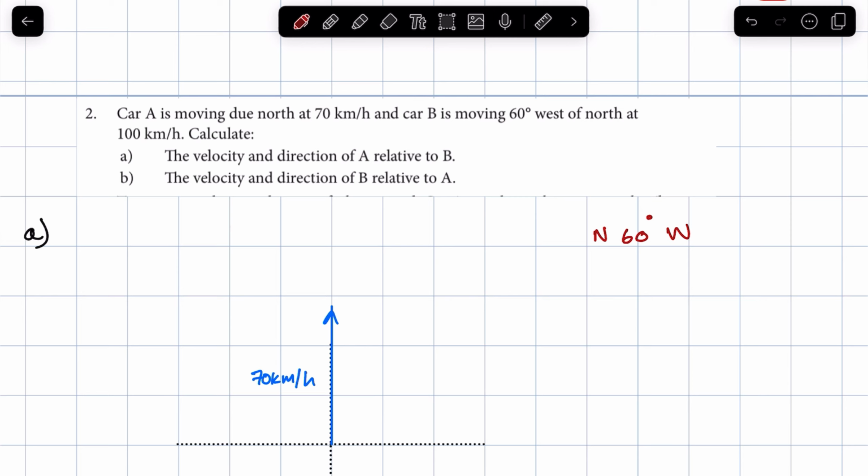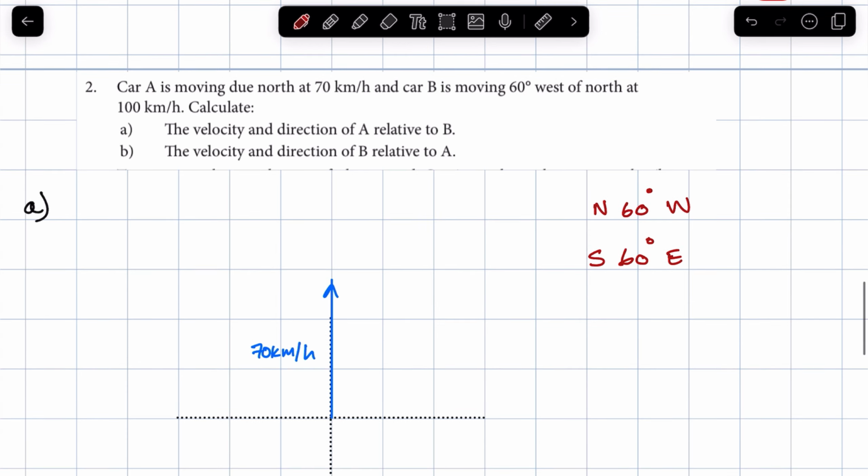So car B being the frame of reference for 2a, we are going to represent it in a direction that is opposite to the one that's been given in the statement. Now for this case, we look at the opposite of north, which is south, and the angle remains the same. Opposite of west is east. So the way we are going to represent the frame of reference, which is B, is in a direction south 60 degrees east.